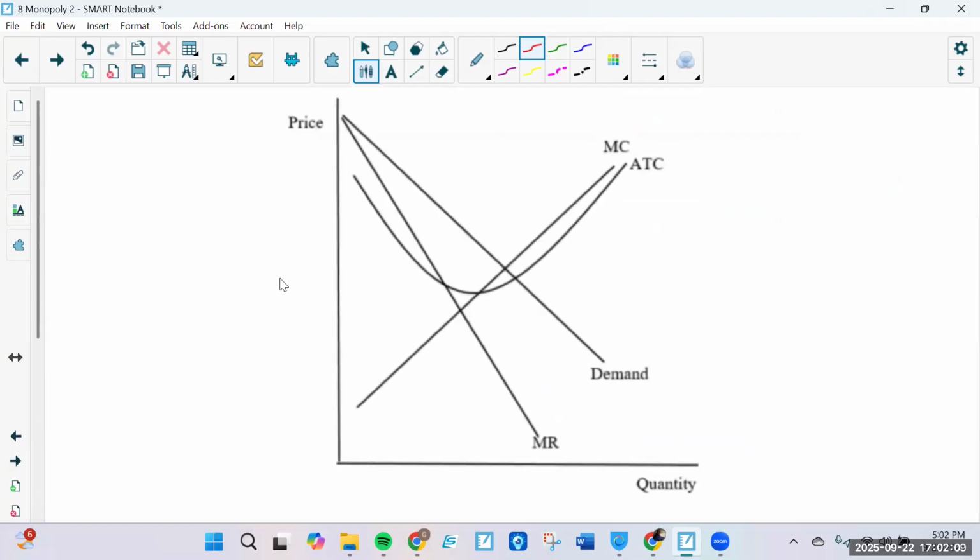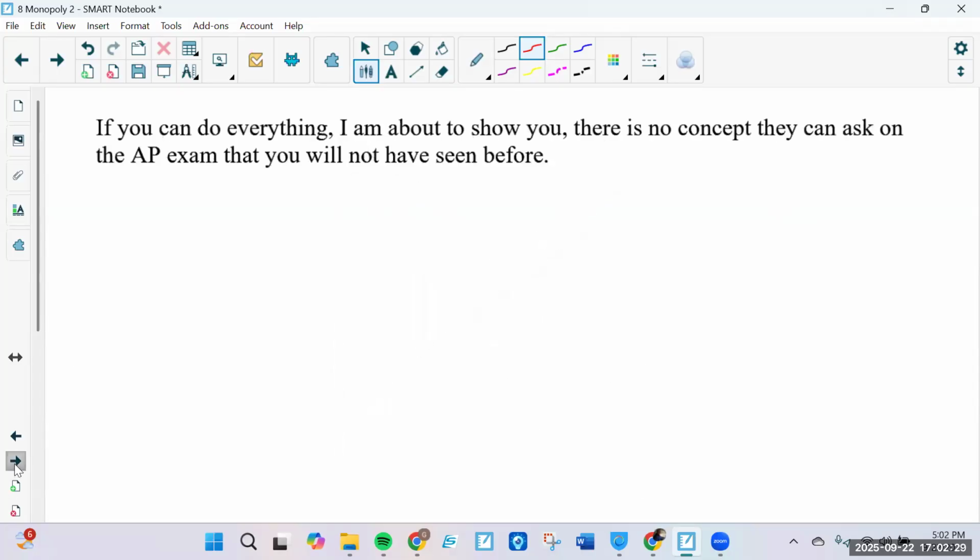I showed you this, and what we're going to do is use this today. If you've not watched the video from last week and you're not very familiar with this monopoly and what it looks like, please go back and watch that video and study this stuff, because you're going to be expected to be able to do that here in just a second. What I'm going to do today is show you what I call a super FRQ. If you can do everything I'm showing you right here, then there's no concept that they can ask on the AP exam about monopoly that you can't answer. Now, you may have to be able to draw it because I'm actually going to give you the graph and we're going to find all these things.